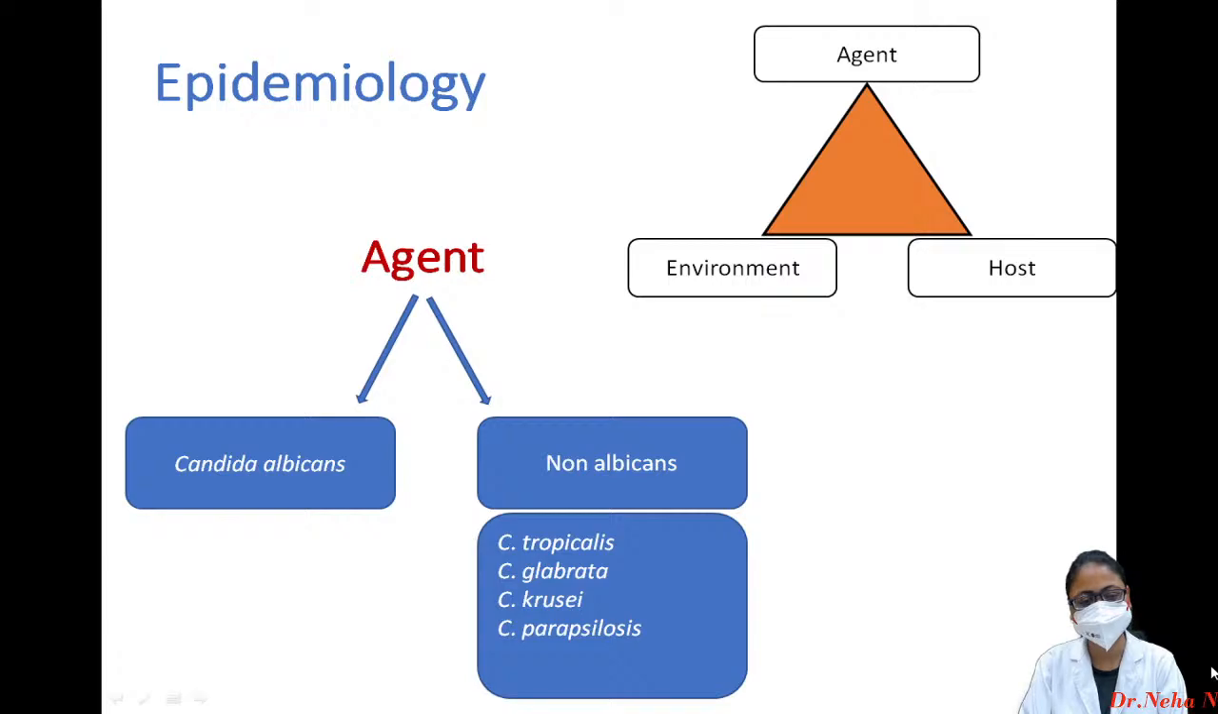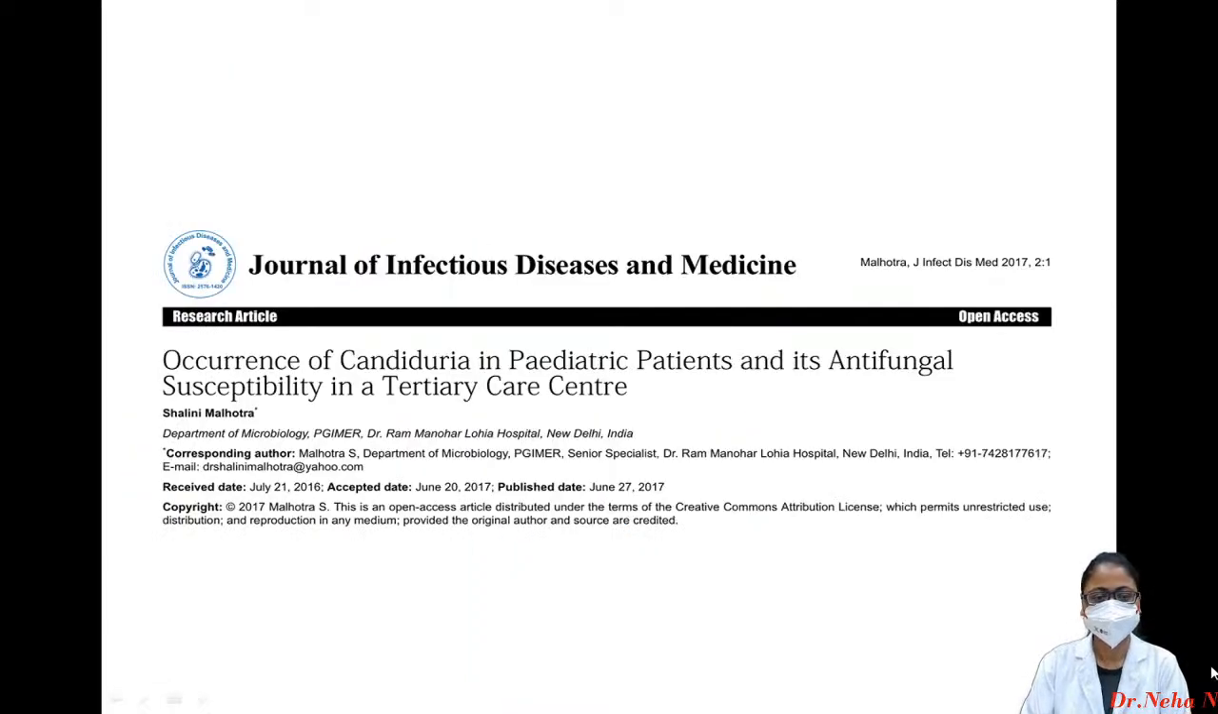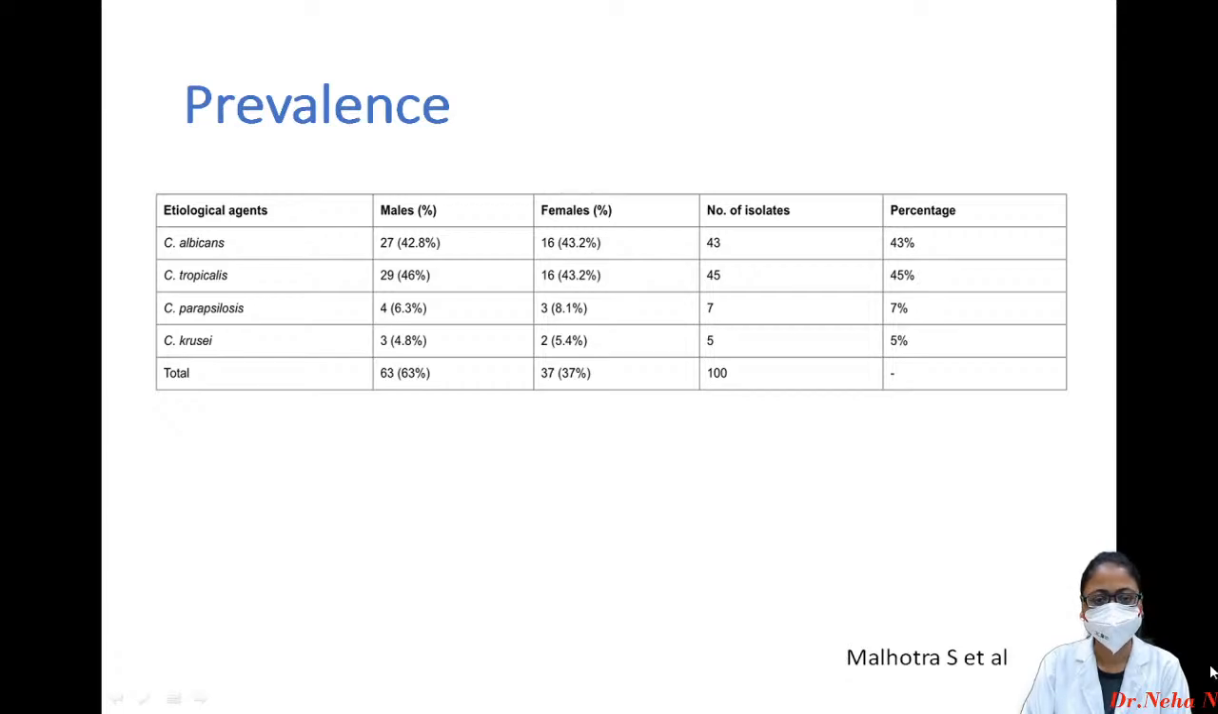Now coming to the prevalence of all these agents. This is a study which was done in AIIMS and RMN, and in this study they found that Candida albicans was isolated in 43% of the isolates and non-albicans species in 57%. So this is one of the recent studies in which Candida albicans is less than 50% and the non-albicans species are now predominating. Earlier it used to be predominantly Candida albicans.